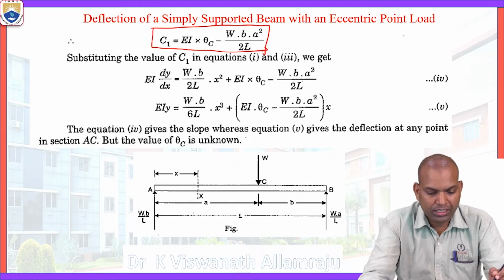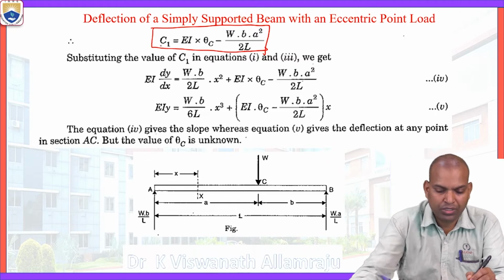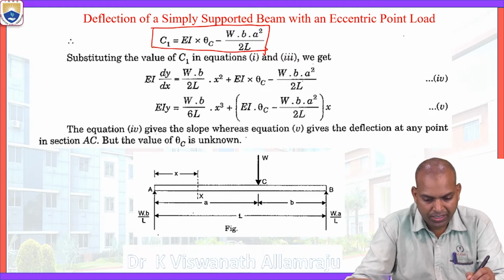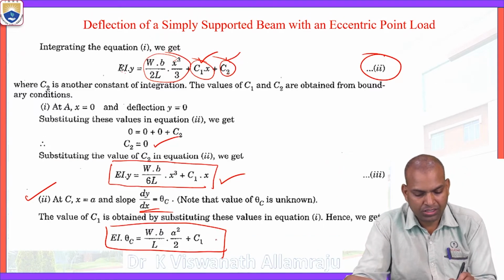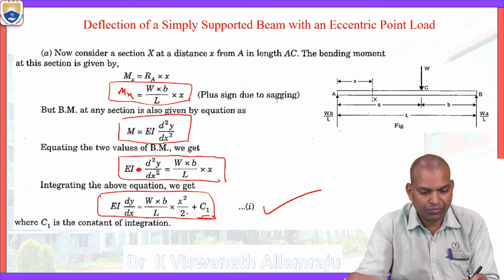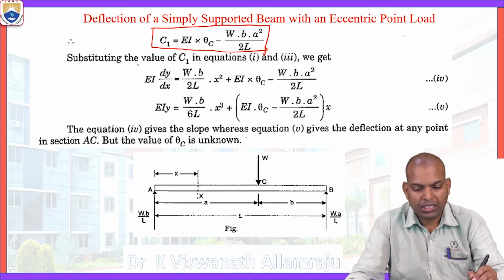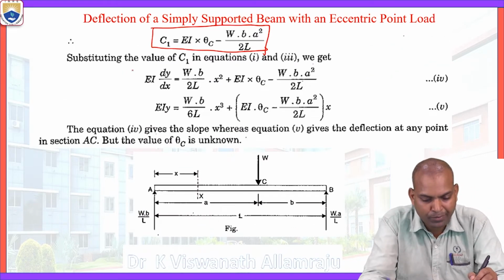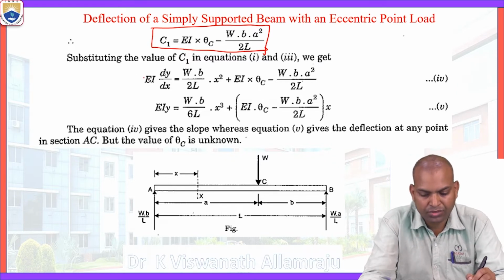Now we know the equation, substituting the value of C1 in equations 1 and 3. Because we calculated C1, the equations are transformed after substituting the value of C1, and they become equation 4 and equation 5.